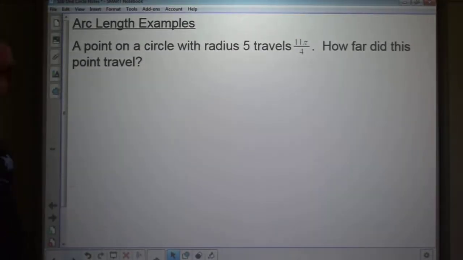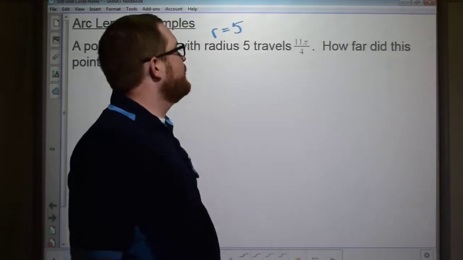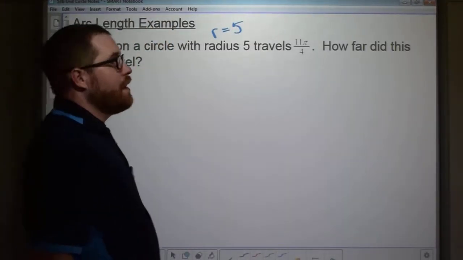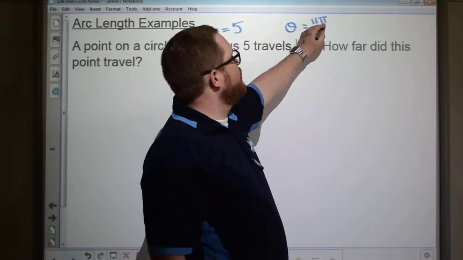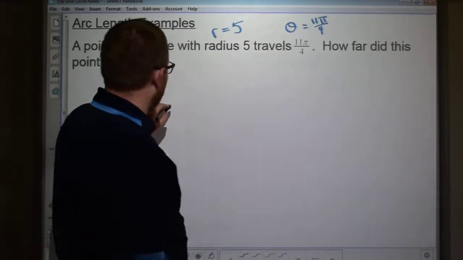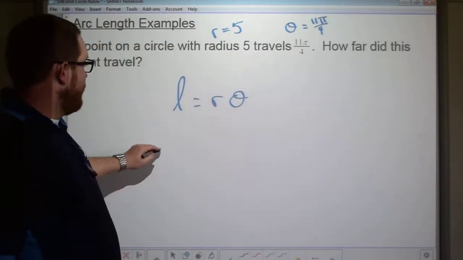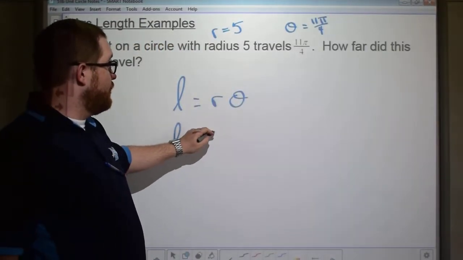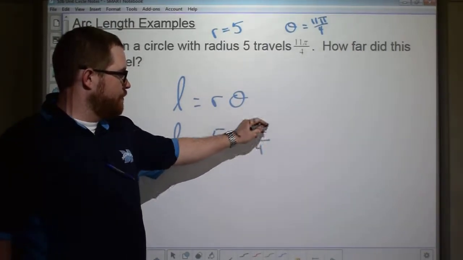A point on a circle with radius 5, so r equals 5, travels 11 pi over 4. 11 pi over 4 is an angle in radians. Good, so I can say 11 pi over 4 is theta. So my formula is L equals r theta. I don't know how long it is, but I know that the radius is 5. This is 11 pi over 4.